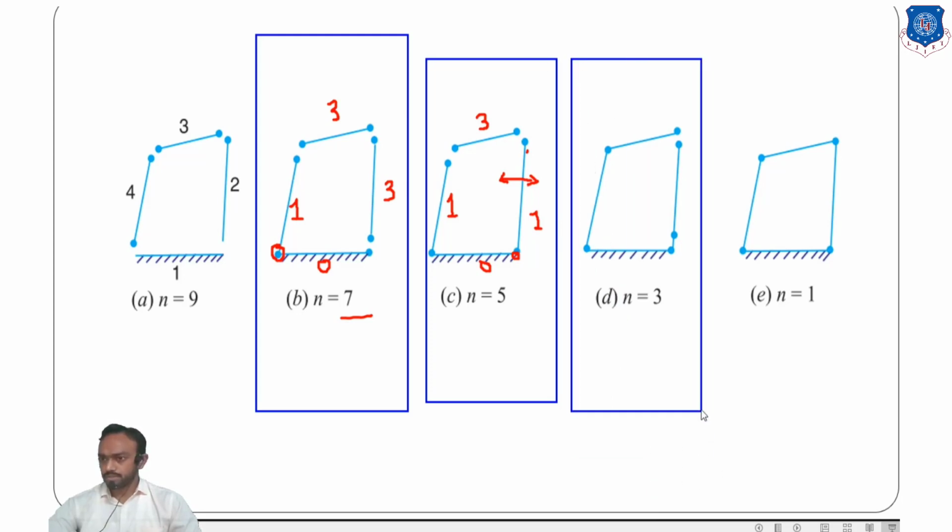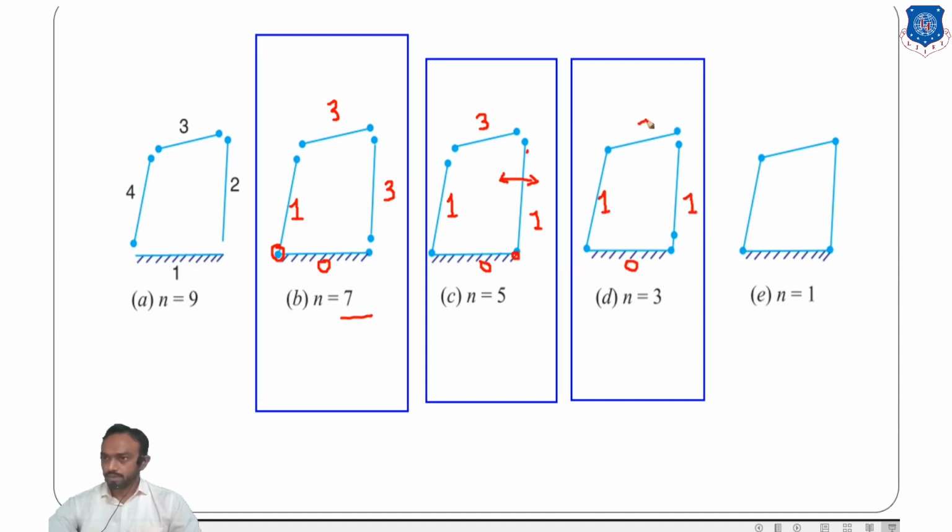Next, you can see here 0, 1, 1 and 1, but all these 4 links are connected to each other. Now the degree of freedom will become 1. Why?